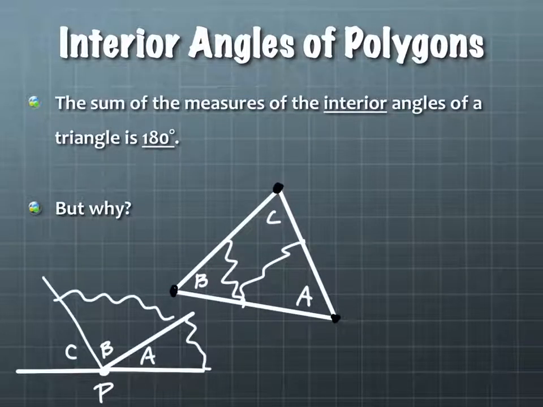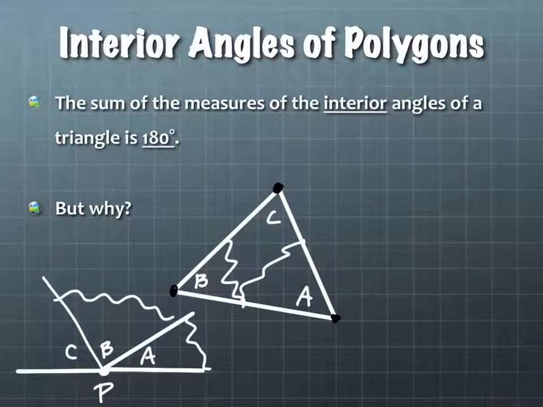Does anybody remember what the sum of the angles are inside of a quadrilateral? Think of an easy quadrilateral. What's an easy quadrilateral? A square is an easy one to look at. A square has 4 90-degree angles, so what's the sum of that? 360. Yeah, it's 360. So you could do this same argument with a square.